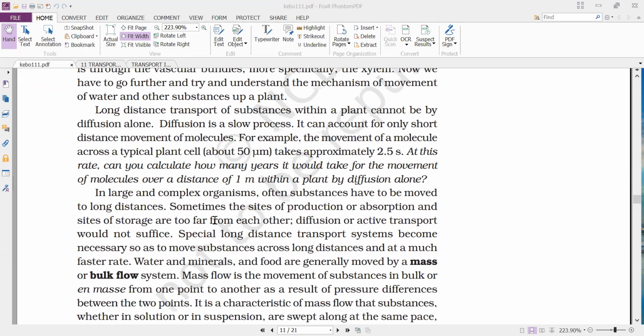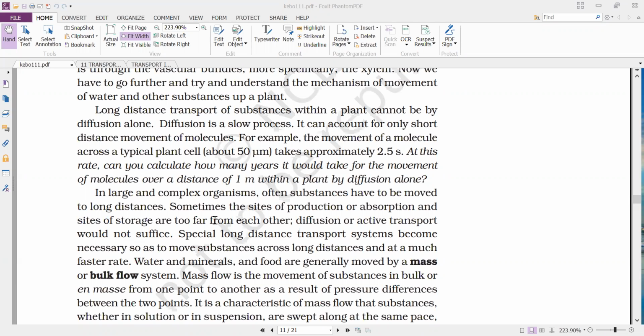Some other process is also involved along with the diffusion for the long distance transport of substances. Because there are some plants which are growing up to a 100 meters height, and to the tip of that 100-meter plant, the water is also transported very fast. That means from this we came to evidence that diffusion alone is not involved in the transport of substances for a long distance.